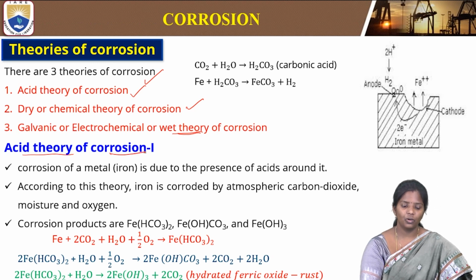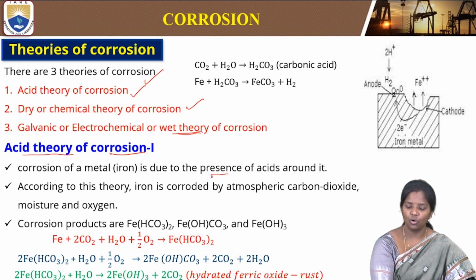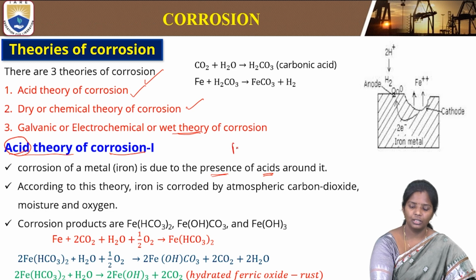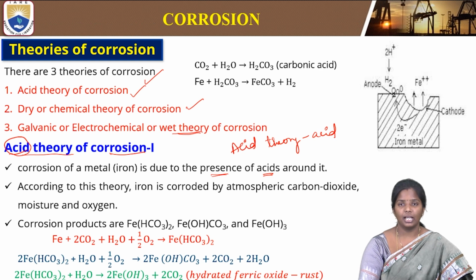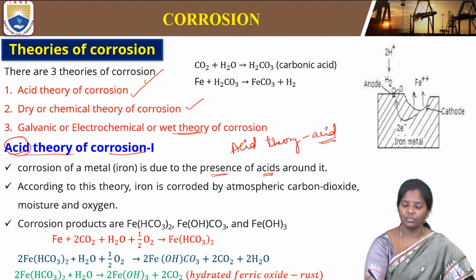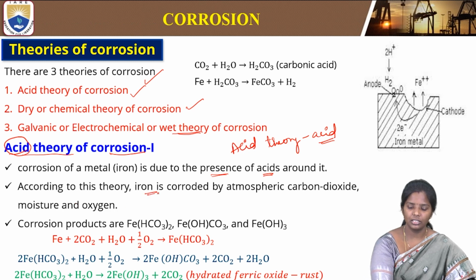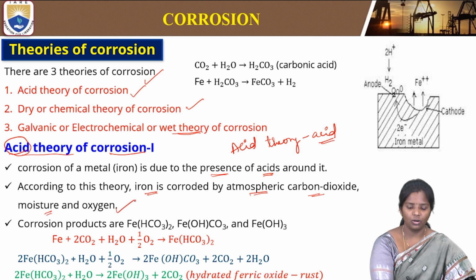In acid theory, what happens? For example, corrosion of a metal is due to the presence of acids. As the name indicates, acid theory, presence of acids. So either it becomes an acidic medium or there is acid present around the metal. According to this theory, iron is corroded by atmospheric carbon dioxide, moisture and oxygen.